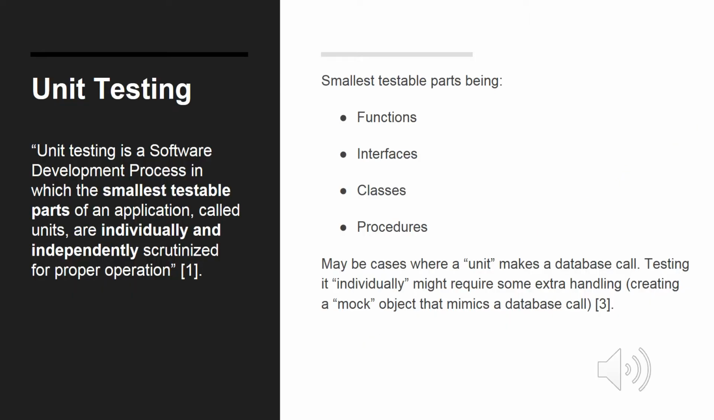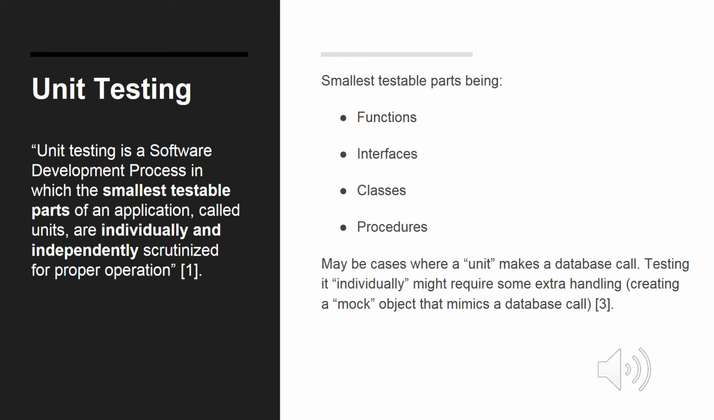Unit testing is a process in which the smallest testable parts of an application, called units, are individually and independently scrutinized to ensure that the code operates as it is intended to. There are two key phrases in that definition that one should be aware of.